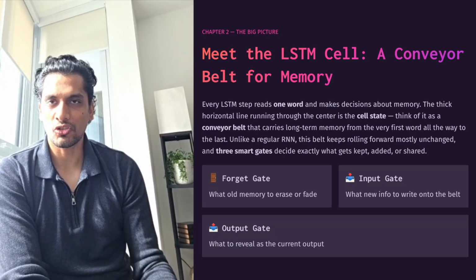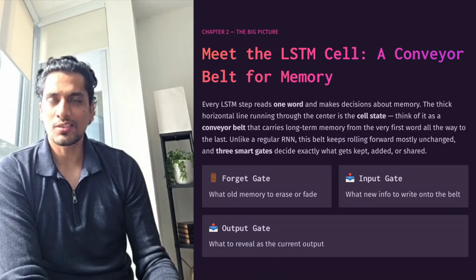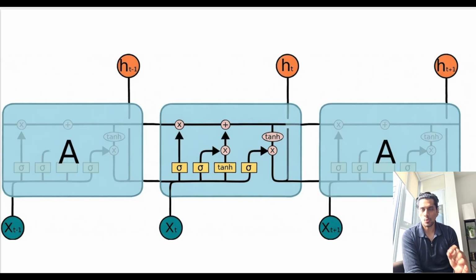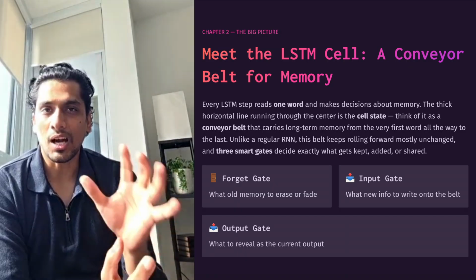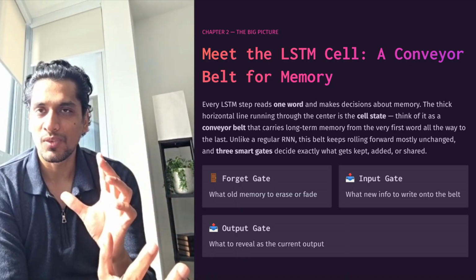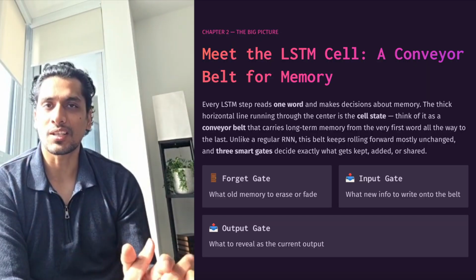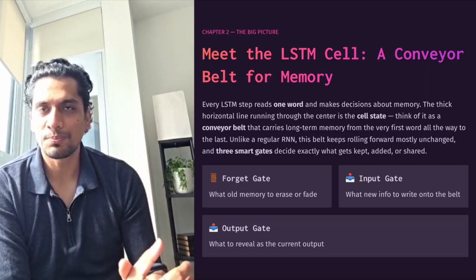So let's start with the big picture. Look at this diagram right here. This is what one step of an LSTM looks like, one movement when it's reading one word. Remember, like RNNs, LSTMs are sequential, one word at a time. That's how they process a big sentence. You see that big horizontal line going straight across the middle? That's called the cell state. Picture it as a conveyor belt that carries important long-term memory from the very first word of your sentence all the way to the last word.